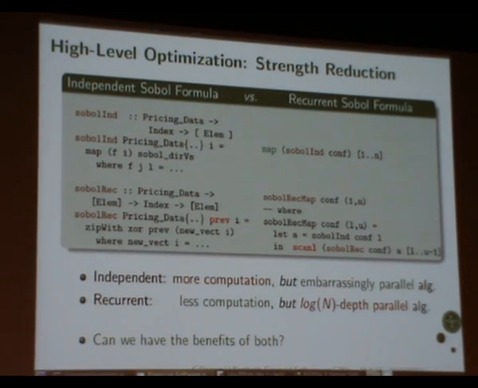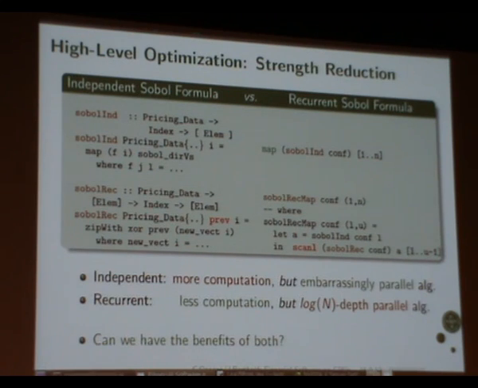And we have an example of strength reduction in our code, and this corresponds to the Sobol algorithm, in which we can see that we have a Sobol formula which is independent, which means it can be computed only by giving the number of the Monte Carlo iteration. And then we have a recurrent formula which relies on having the previous element computing with the previous Sobol number, and then from the previous number and the function which computes a new vector, it aggregates it with zip with XOR, and computes the next number.